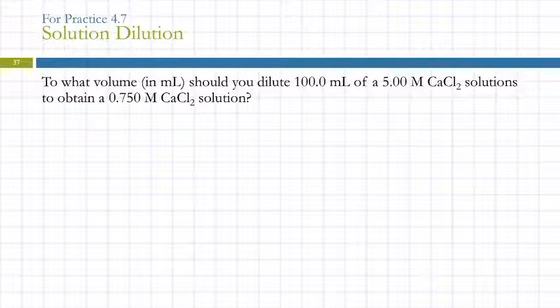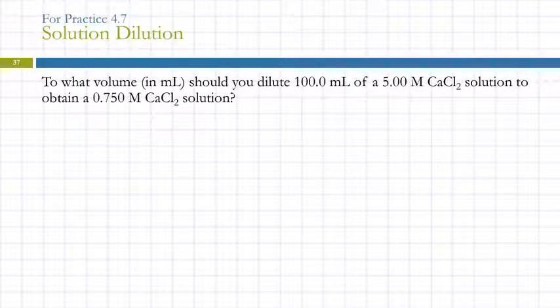Let's do a practice calculation. To what volume in milliliters should you dilute 100 milliliters of a 5 molar calcium chloride solution to obtain a 0.750 molar calcium chloride solution? So a key word here is dilute. That should say we need the dilution equation. The dilution equation, M1V1 equals M2V2.